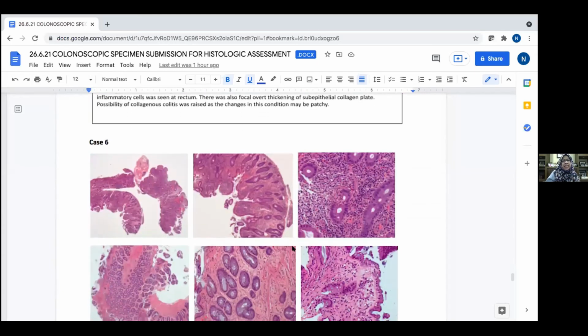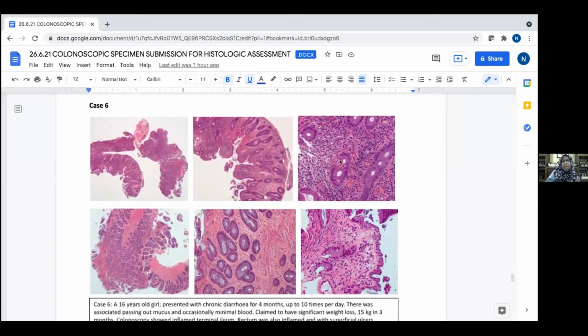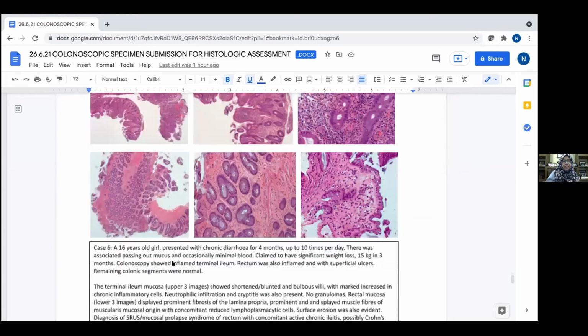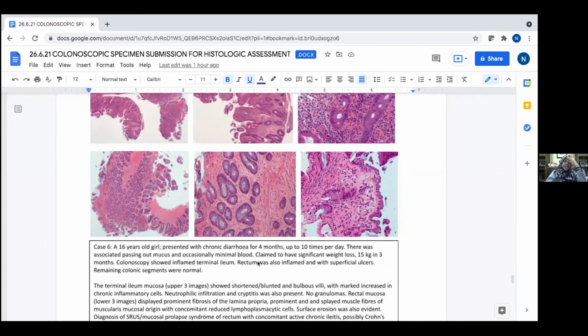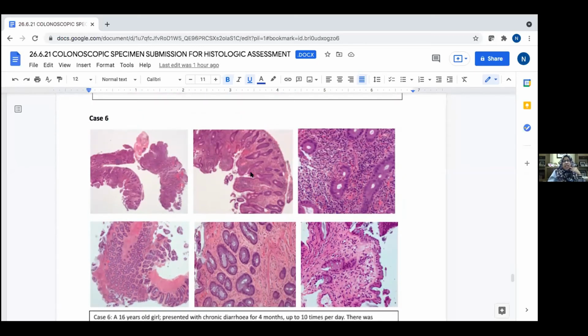Last case, just to highlight double pathology again. This is a 16-year-old girl who presented with chronic diarrhea of 4 months duration with significant weight loss of 15 kilos. Scope showed terminal ileitis, and at the same time there was also inflammation in the rectum with superficial ulcers. So the upper 3 pictures are those of the terminal ileum.